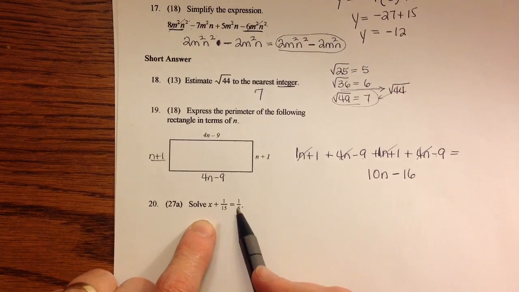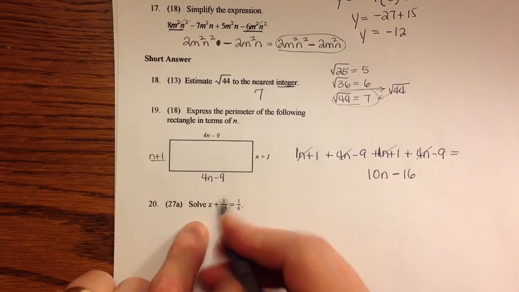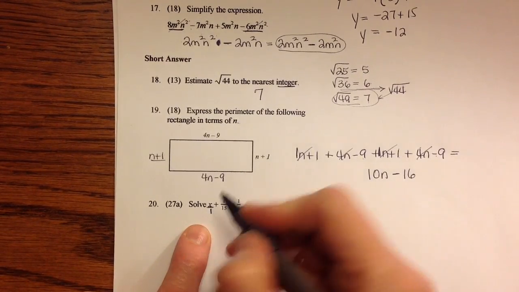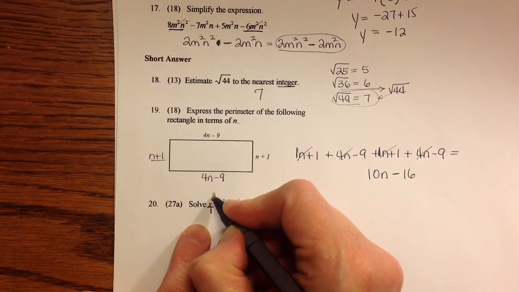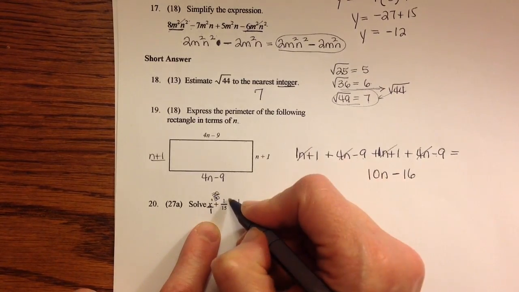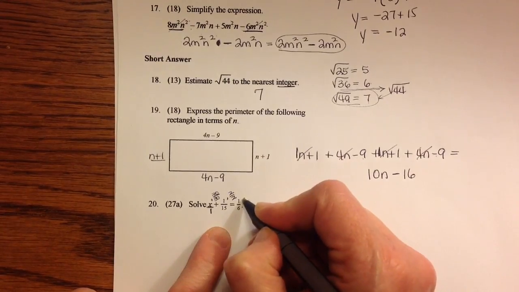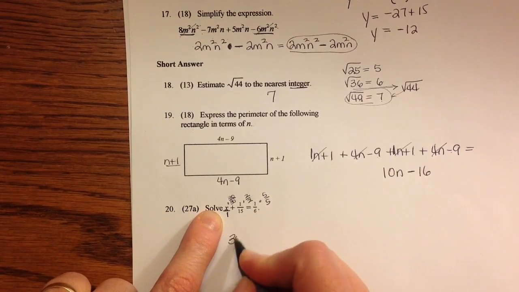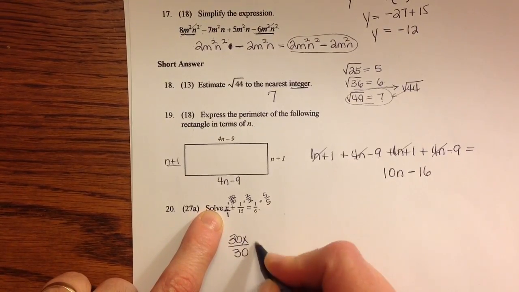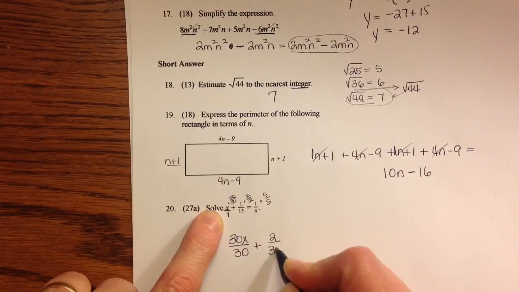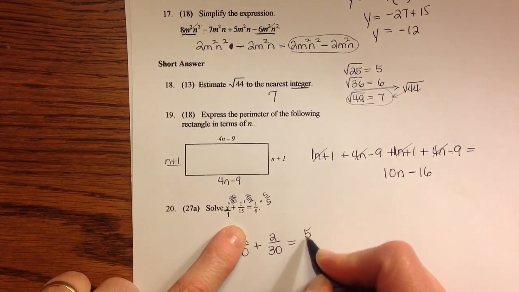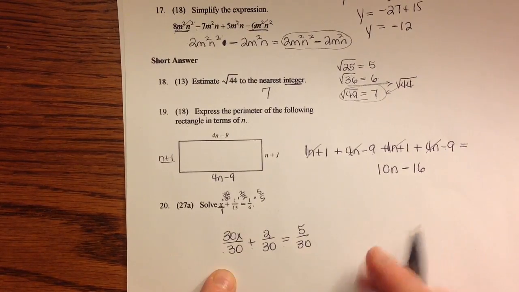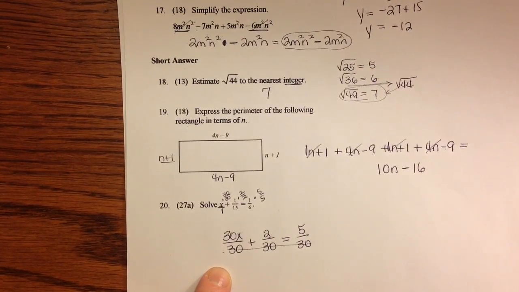Well, the smallest common denominator of 15 and 6 and 1 is going to be 30. So let's get them all to 30. So I'm going to multiply this one by 30 over 30. I'm going to multiply this one by 2 over 2, and I'm going to multiply this one by 5 over 5. So I have 30x over 30 plus 2 over 30 is equal to 5 over 30. Now you can take every one of these terms, both sides, multiply by 30, and your denominators are gone.